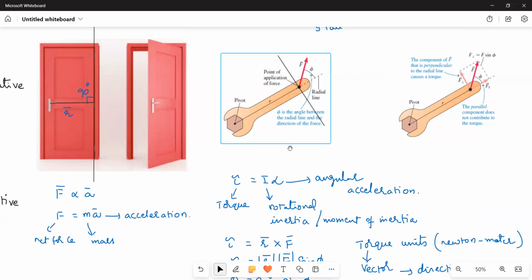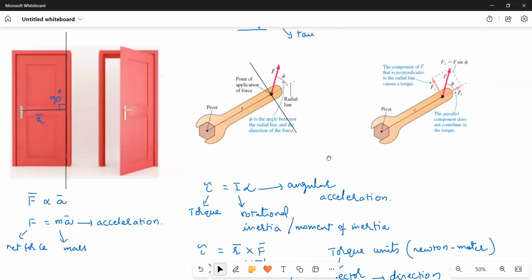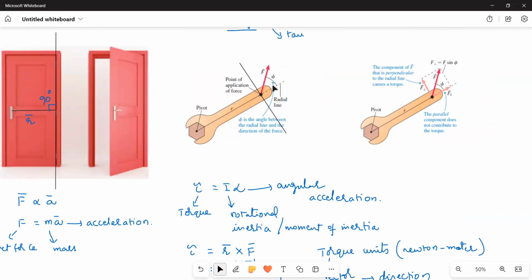And here also the same thing. You always have to measure the angle with respect to the radial line. Whenever you are applying the force, the angle must be measured with respect to the radial line. Suppose they give the angle like this, this angle theta, then your phi will be 90 minus theta. That is the thing.